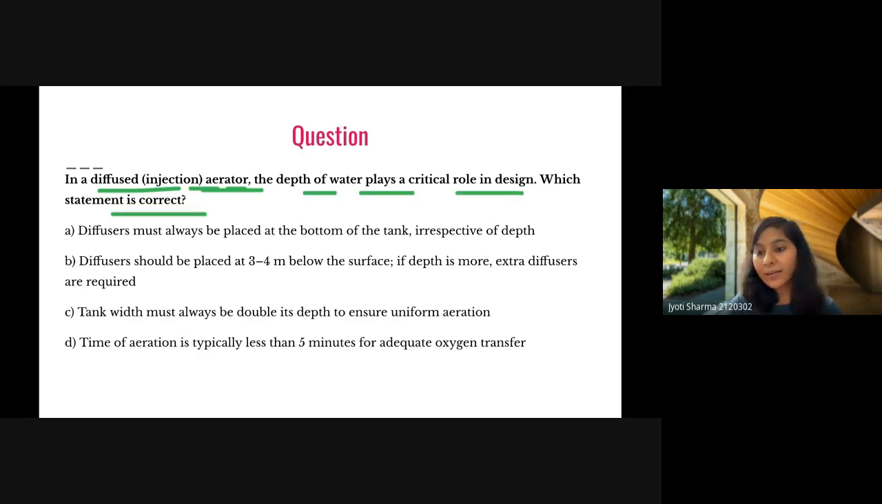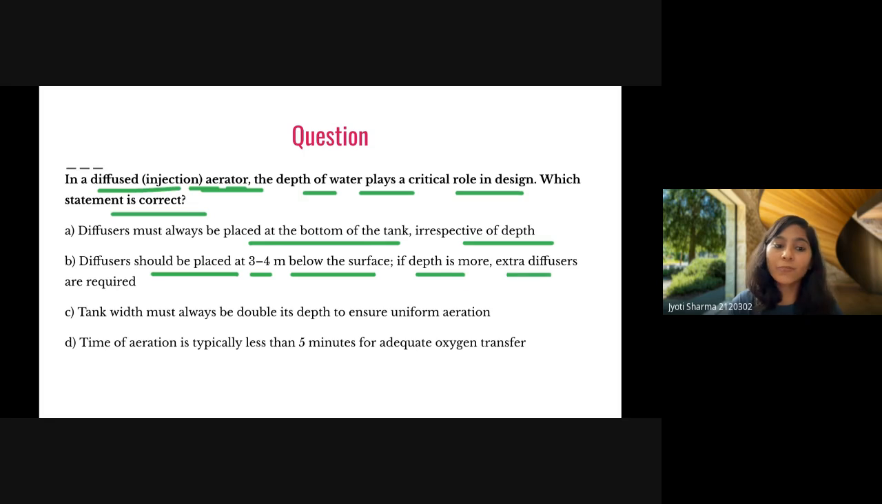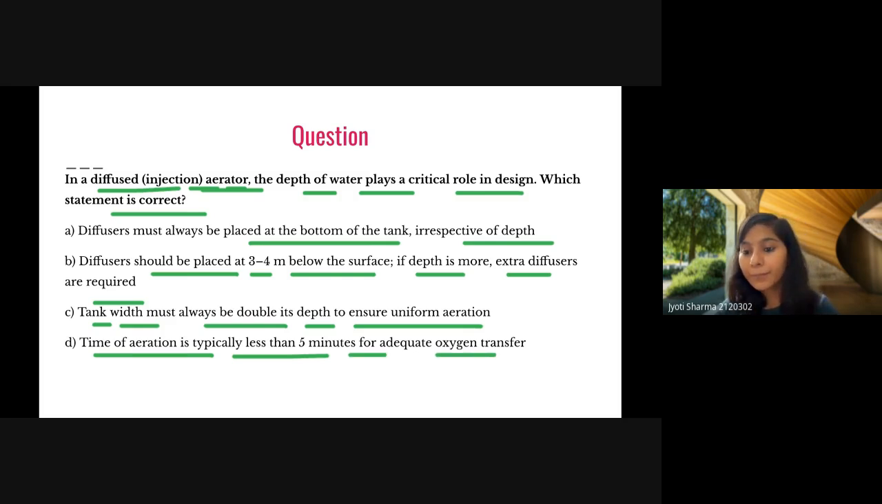Which statement is correct? Diffuser must always be placed at the bottom of the tank irrespective of depth. Diffuser must be placed at 3 to 4 meters below the surface. If depth is more, extra diffusers are required. Tank width must always be double its depth to ensure uniform aeration. Time of aeration is typically less than 5 minutes for adequate oxygen transfer. Venkateshwara gave me answer C. What do you think? What is the right answer for this?